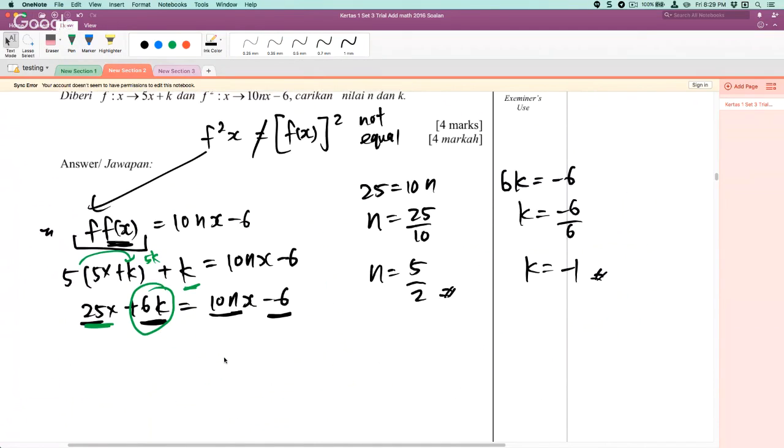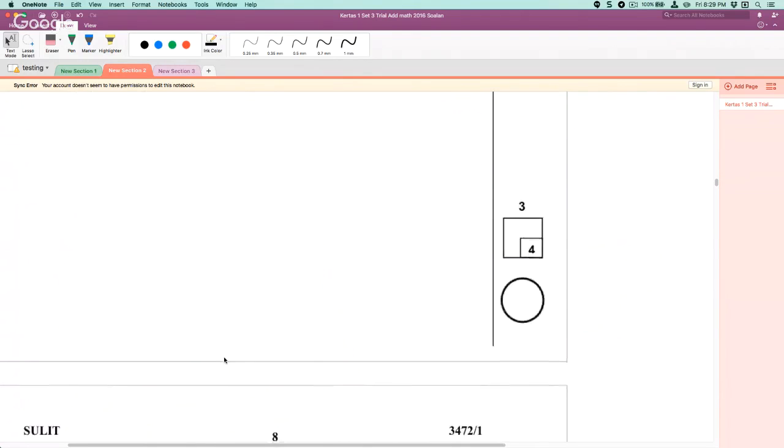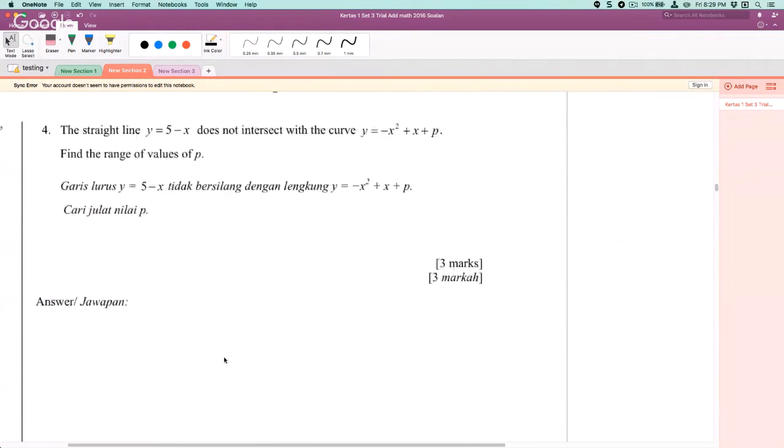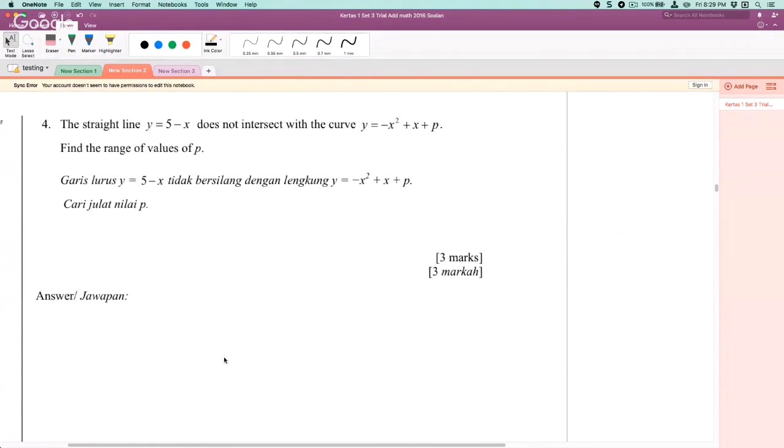So I will just move on to the next question. Okay, number 4. The straight line y equals 5 minus x does not intersect. So what's the meaning of does not intersect? When you see does not intersect, it means b squared minus 4ac is less than 0. This is a very important keyword. It's sort of bonus mark. You just need to memorize it. That's all. Then you can easily get this mark.